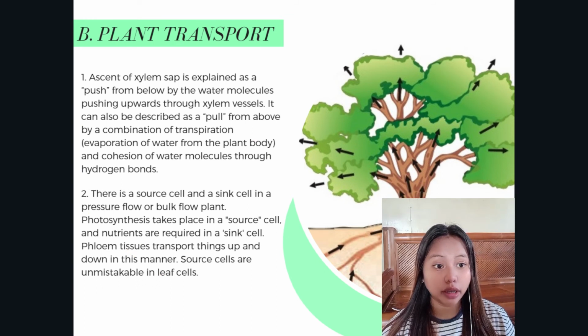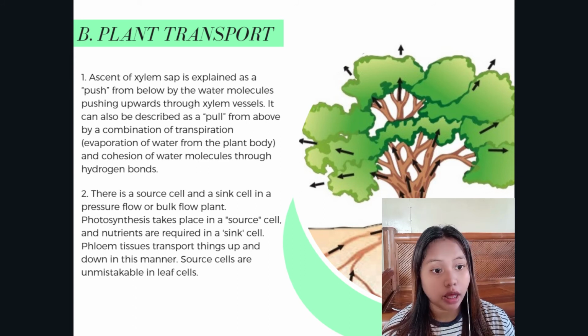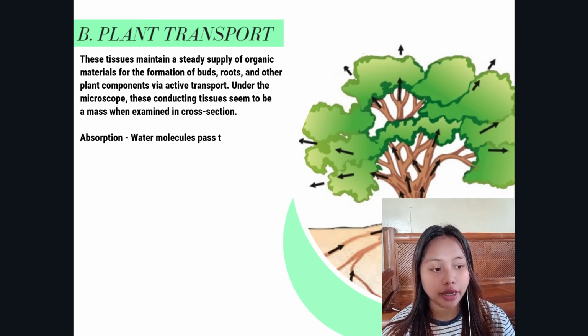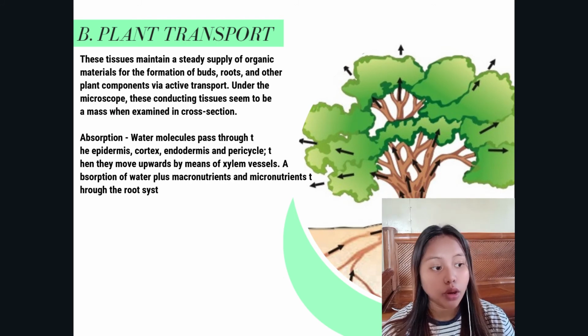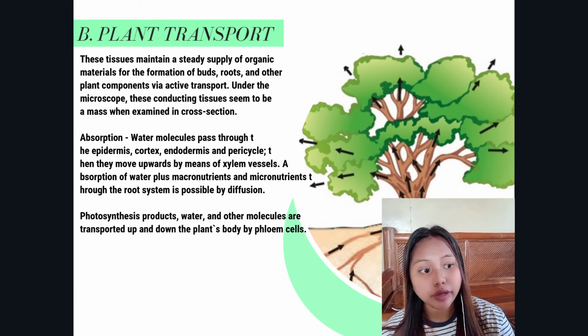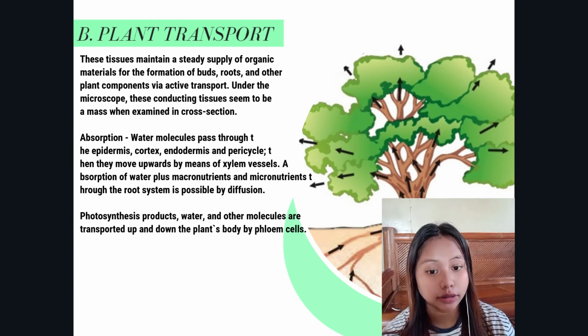Plant transport. Under the microscope, these conducting tissues seem to be a mass when examined in cross-section. The xylem and phloem are used by the plant to carry food, water, and minerals through its systems. These tissues maintain a steady supply of organic materials for the formation of buds, roots, and other plant components via active transport.